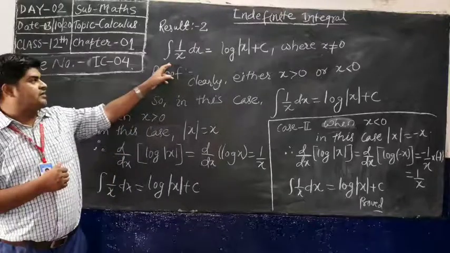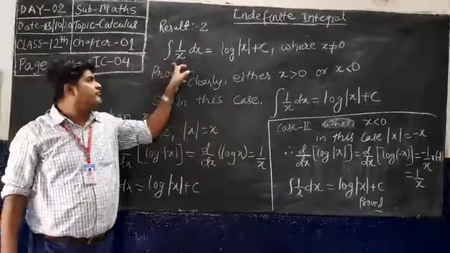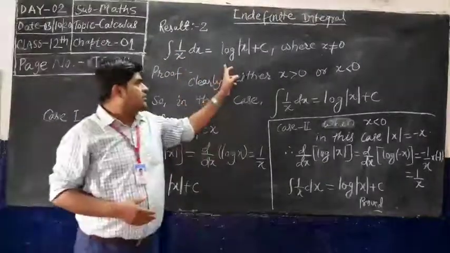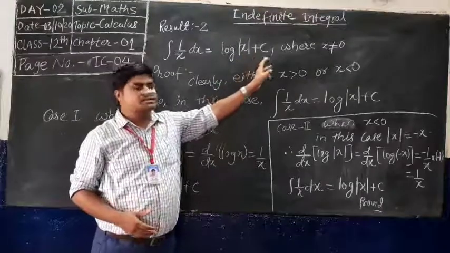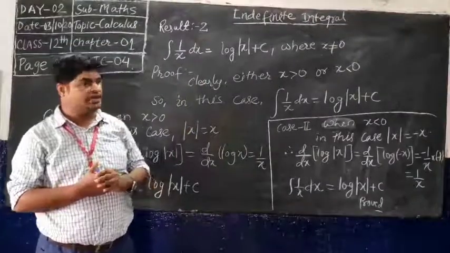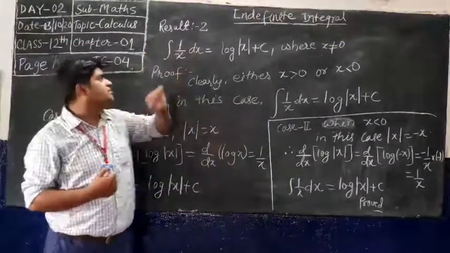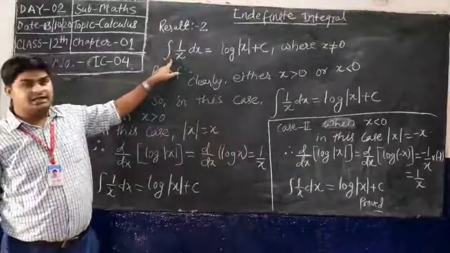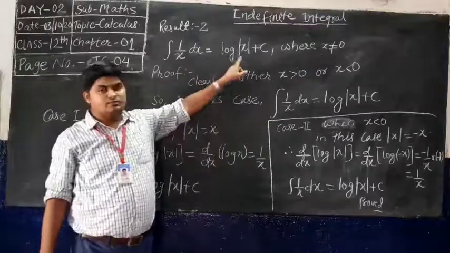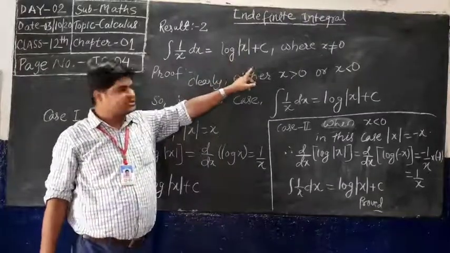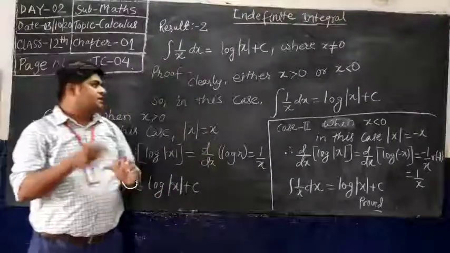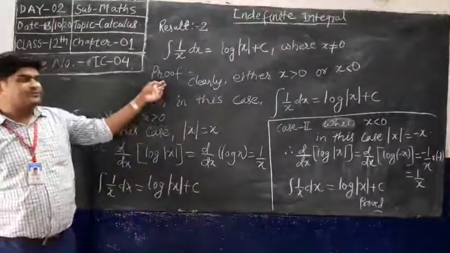This formula is: integration of 1 by x dx is equal to log mod x plus constant term, where x is not equal to 0. Okay, this is another formula, the second formula. Let us see once again: integration of 1 by x dx is equal to log mod x plus c, the constant term, where x is not equal to 0. Let us see how it will be proved.